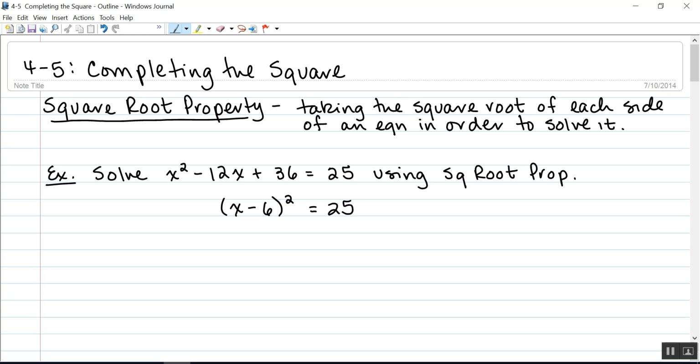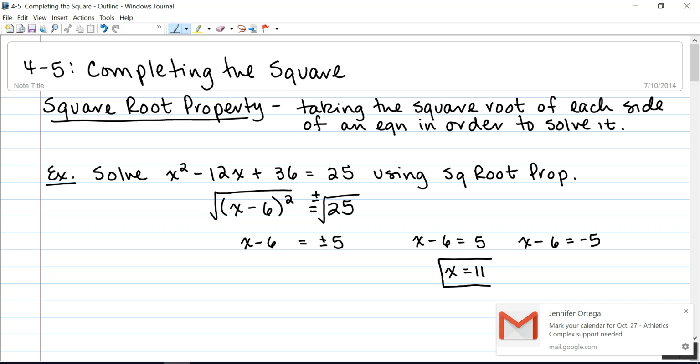Now I take the square root of each side, and on the right hand side when I do that I want the positive or negative square root. So that gives me x minus 6 equals plus or minus 5. I can write that as two equations. x minus 6 equals a positive 5, and x minus 6 equals a negative 5. And adding 6 to each side, I get x equals 11 and x equals 1.